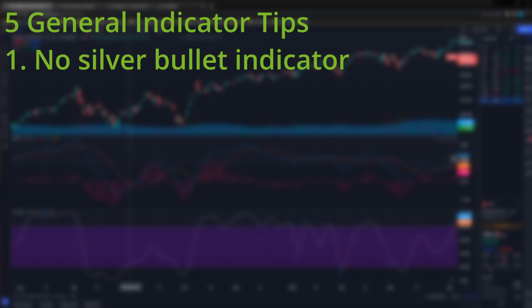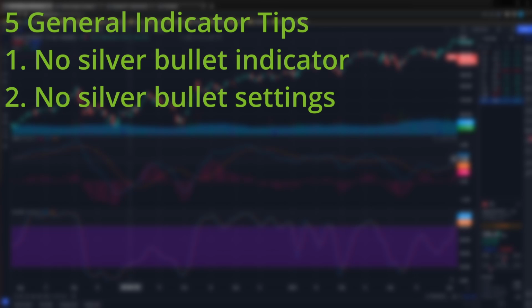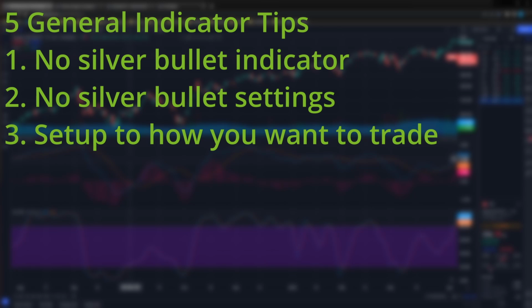Number 1, there is no silver bullet indicator or group of indicators to make the best trading scenario. Number 2, there are no silver bullet settings for any indicators to make for the best trading scenario. Tip number 3 is set up to how you want to trade. If you want to capture all the little movements, you're going to use faster indicators. You want to mess around with the settings to figure out what you want to capture in your trading or what you want to track.